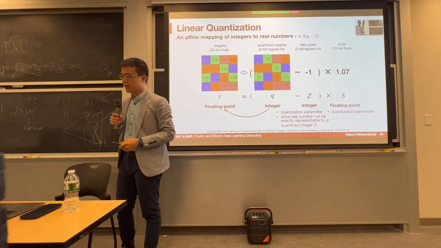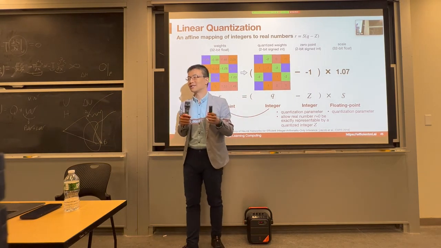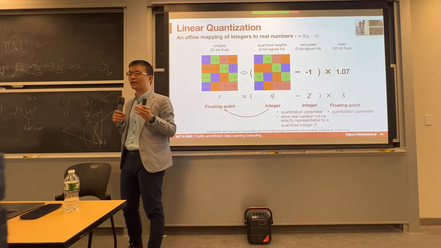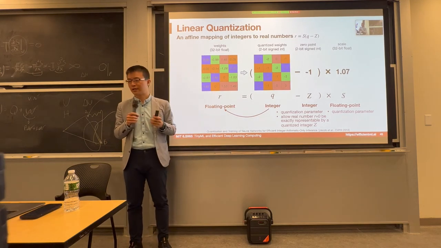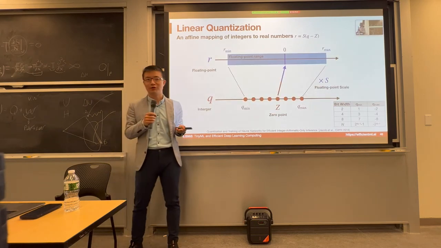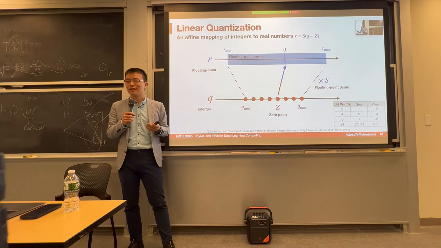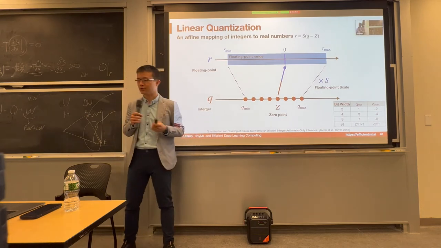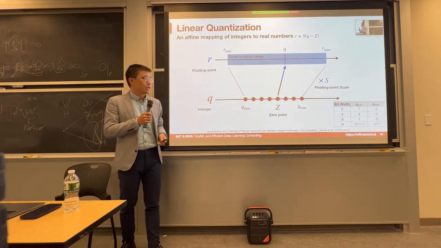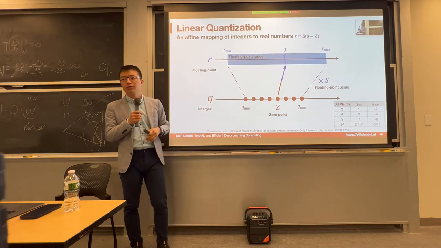We want to make sure there is some number that is exactly representing 0. So Z is actually representing the real number 0. That's the definition for this zero point. So 0 is very important. After pruning, we have so many zeros. We want to make sure some integer value is actually representing the floating point 0. And what is that number? That is the Z, the zero point.